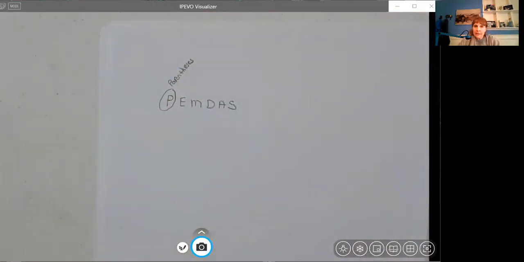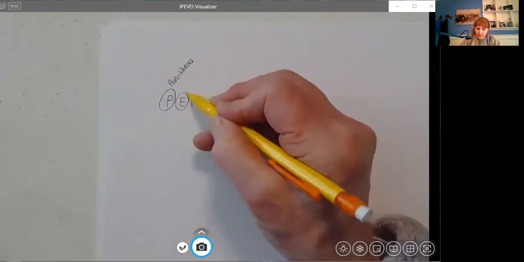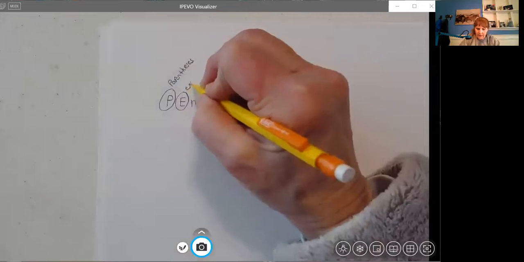So we'll do the parentheses first, whatever is inside the parentheses. And sometimes we'll have brackets or braces as well. We'll do some of those. Then once you've done the parentheses, you do the exponents. So we're going to look at the exponents here in a minute.